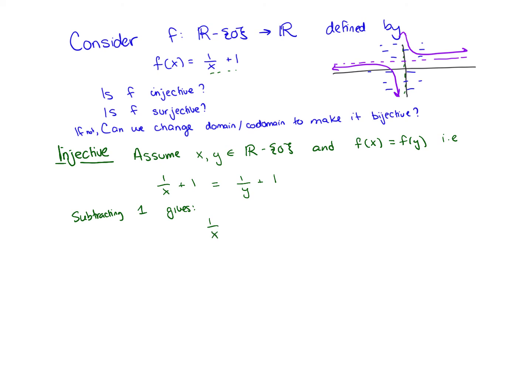One over x equals 1 over y, and then I can cross multiply to get that x equals y, which is what we wanted to show. Thus, we can conclude that f is injective. Anytime you have two values giving the same output, they must have just been the same input to begin with.